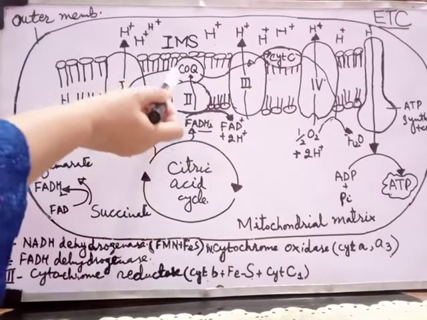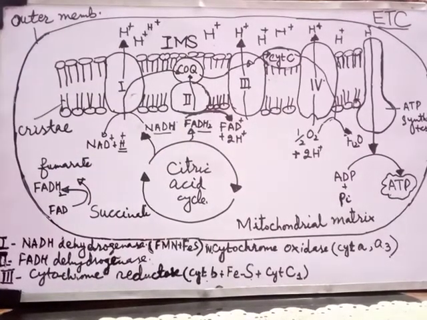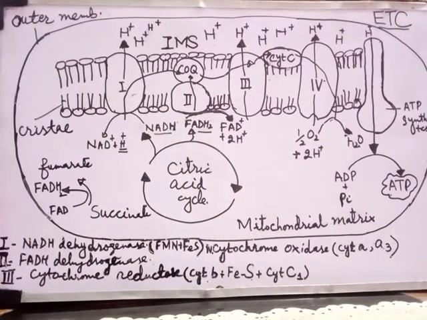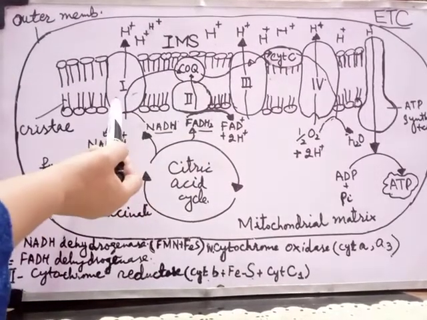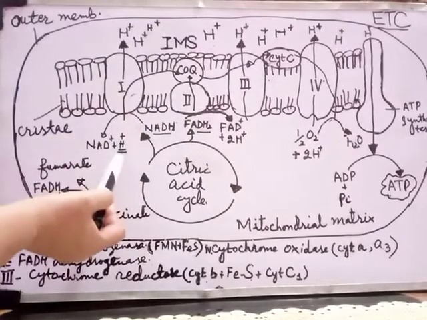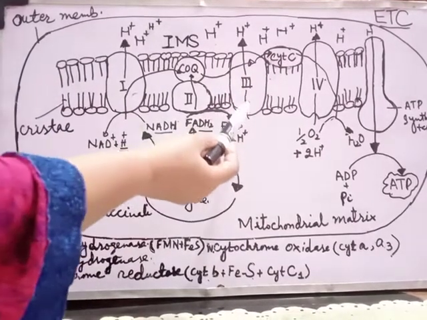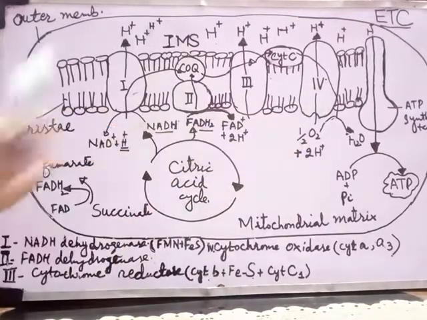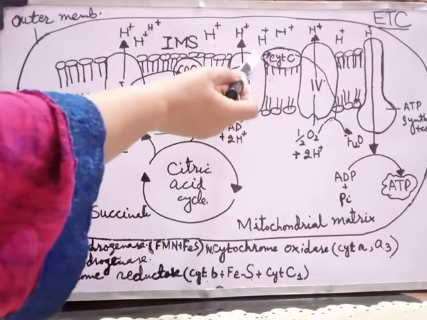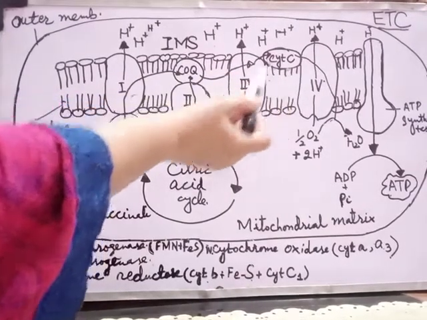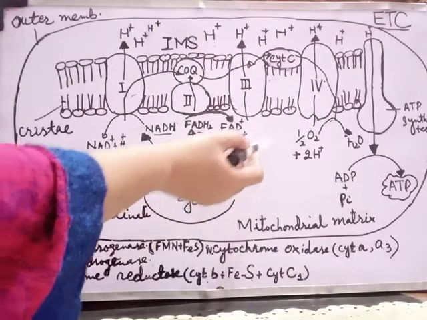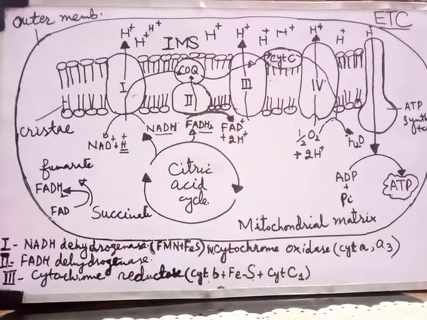which is released by the downhill movement of electrons. Otherwise this energy can be wasted in the form of heat. So not only complex 1 uses that energy to transport protons, but complex 3 and complex 4 also use energy which is released by the downhill movement of the electrons, and they also transport hydrogen ions from the mitochondrial matrix to the intermembrane space.